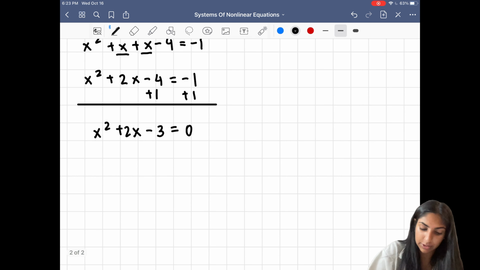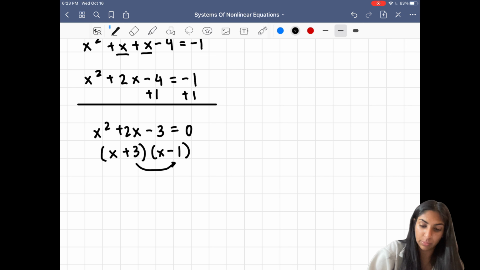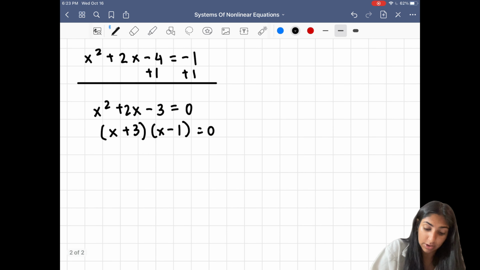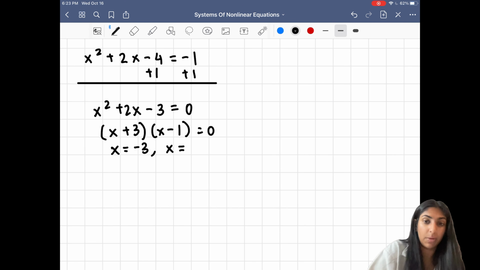And now we can factor this equation. So x squared plus 2x minus 3 can be rewritten as (x plus 3) times (x minus 1). We can see that 3 times negative 1 will equal negative 3, and 3 plus negative 1 is equal to 2. So now we can see the solutions for the equation are x equals negative 3 and x equals 1.